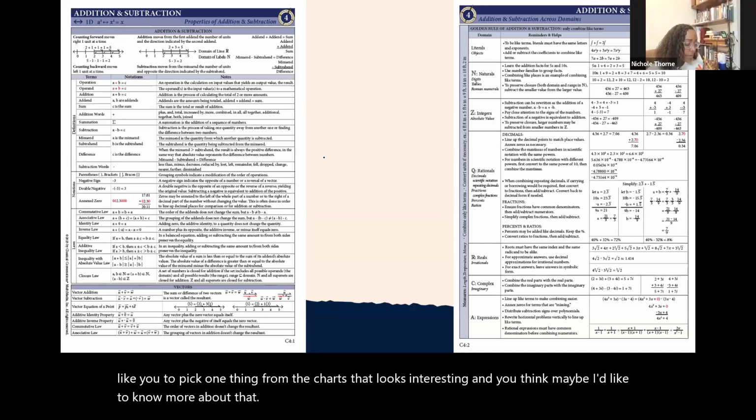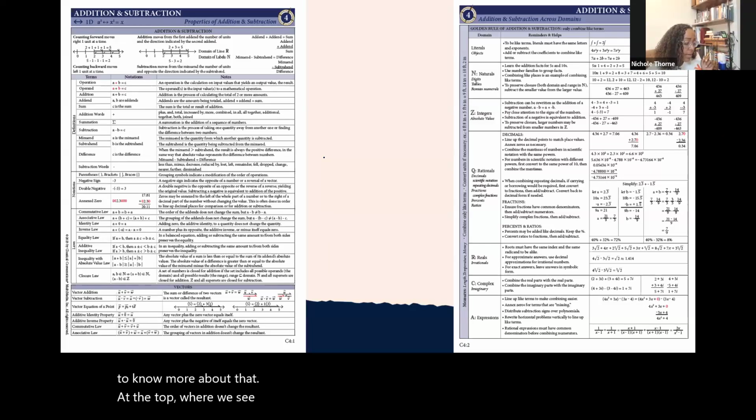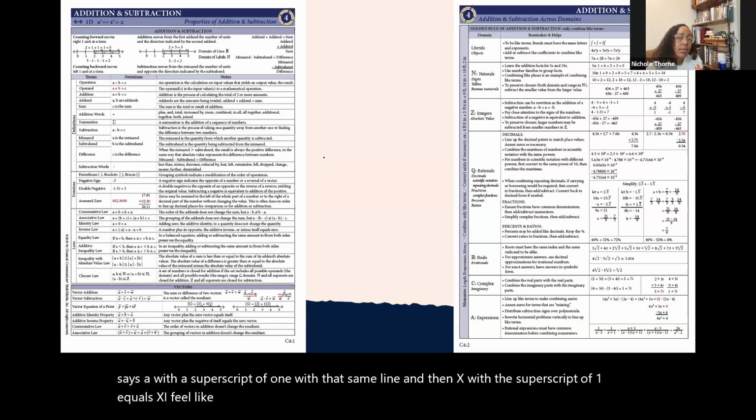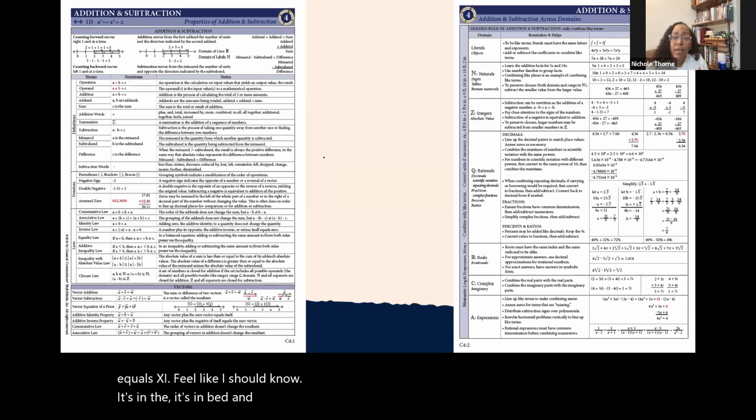At the top where we see the line notation, and it says 1D, and then it says A with the superscript of 1 with that same line, and then X with the superscript of 1 equals X. I feel like I should know that because it's in bold and it's at the top. So I feel like I don't understand why I don't know what that means.